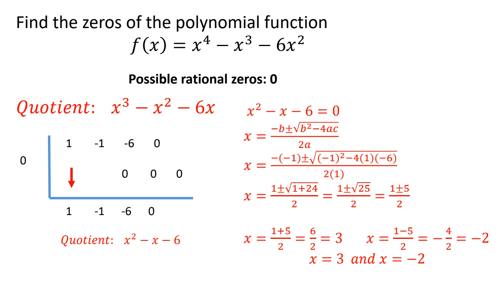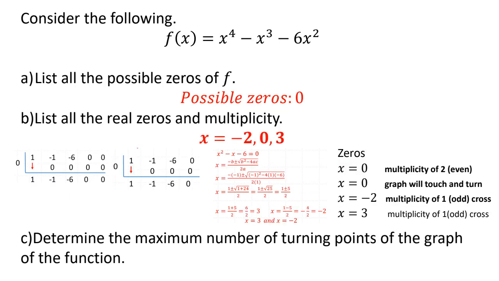Okay, so again, there's different options for us to factor or to find these zeros. So again, our possible zeros were 0. Then we had our zeros were 0, 0, -2, and 3. The 0 appears twice, so it has an even multiplicity. And so that's going to touch and turn, and then the other two will cross.